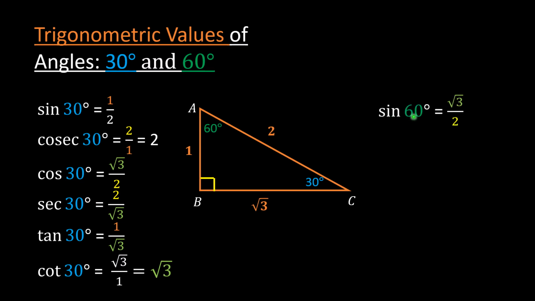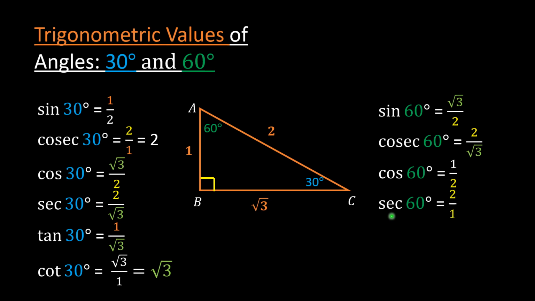So sine 60 is opposite side divided by hypotenuse, which is root 3 divided by 2. Cosec 60 is reciprocal of sine 60, so it will be 2 divided by root 3. Cos 60 will be adjacent side divided by hypotenuse. Sec 60 is reciprocal of cos 60, so it will be 2 divided by 1, which is 2.